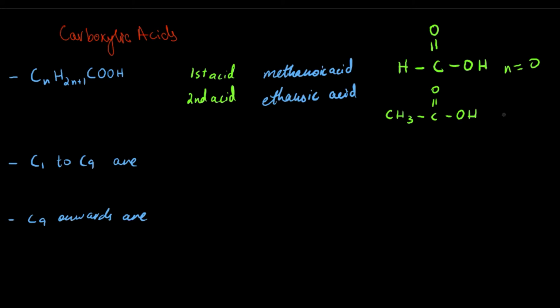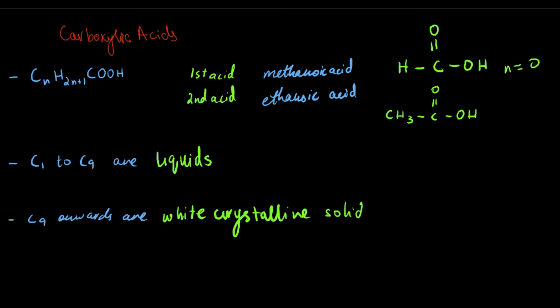Now, moving on. One more thing to realize is that in carboxylic acids, from the 1 carbon carboxylic acid till the 9 carbon carboxylic acids, they are all liquids by nature. Okay, and when the carbon chain keeps on becoming longer, when the carbon chain is more than 9 carbons, they become more compact and they become white crystalline solids. So these are some important general properties to know.